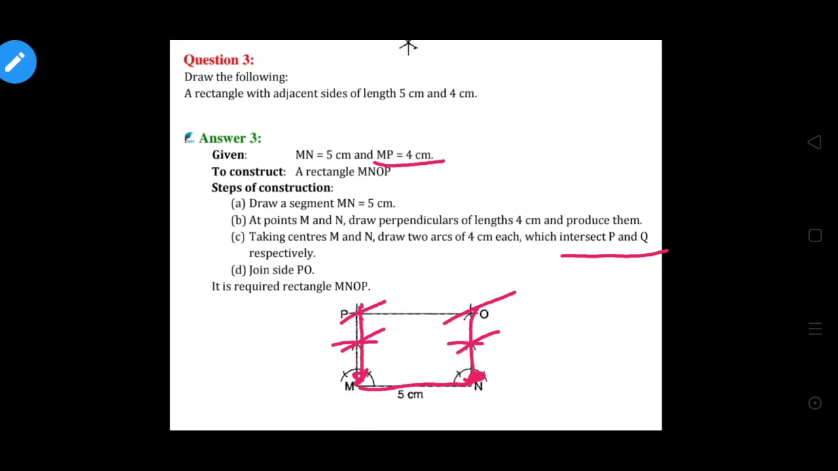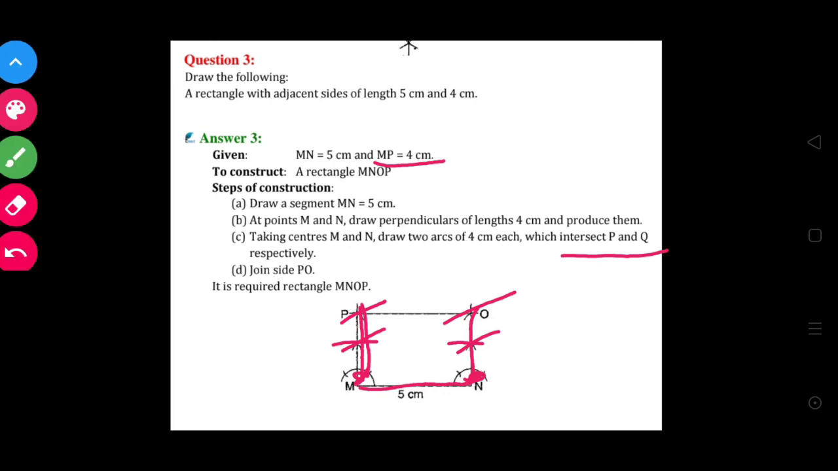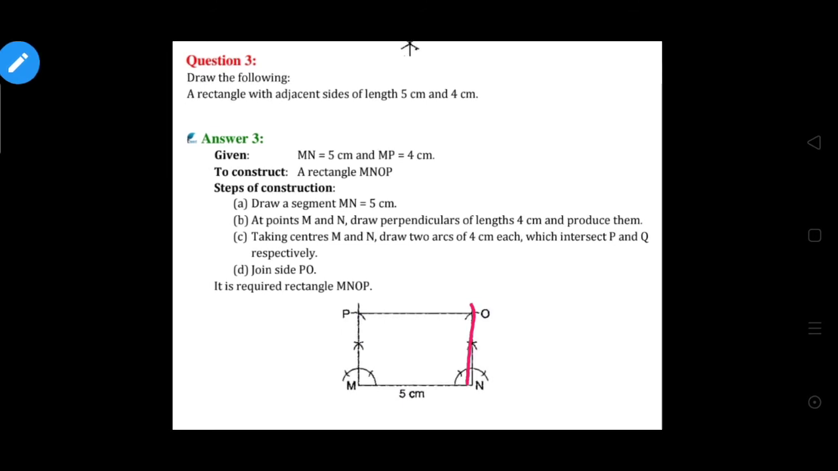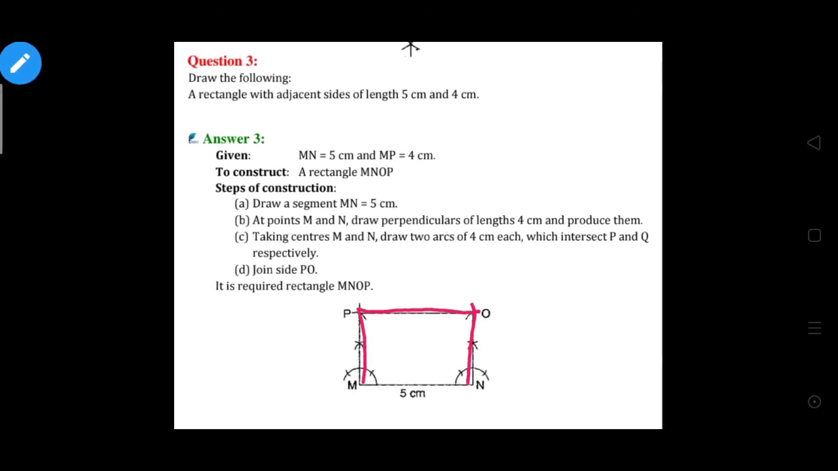Now join PM and QN. So afterward join PQ. Now it's the required quadrilateral MNQP.